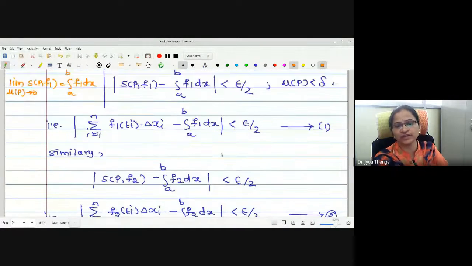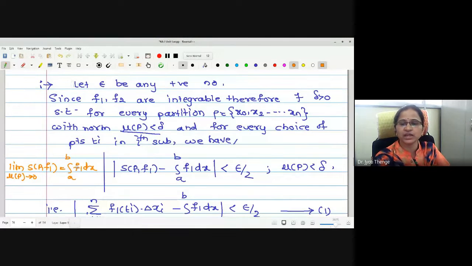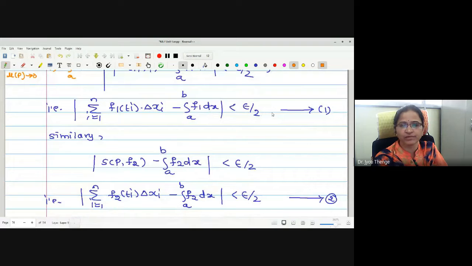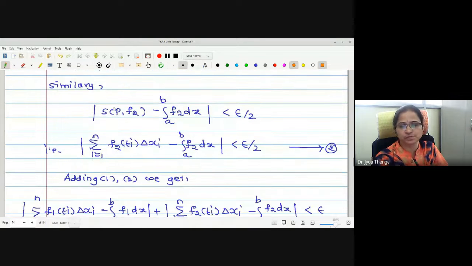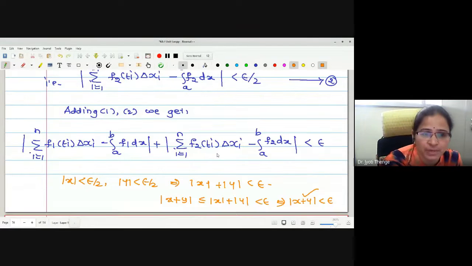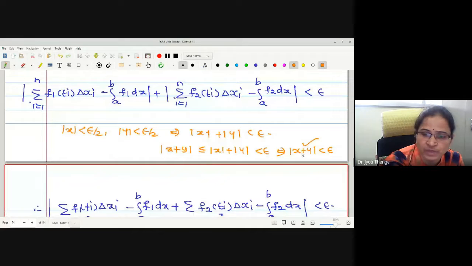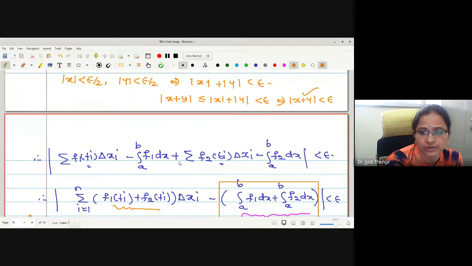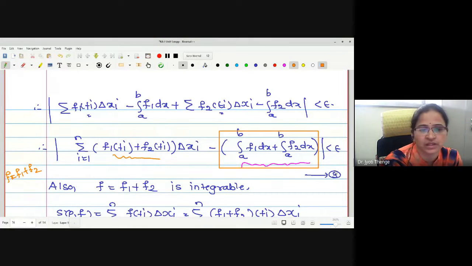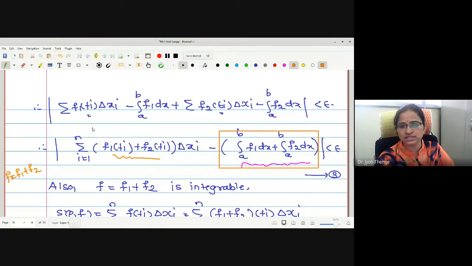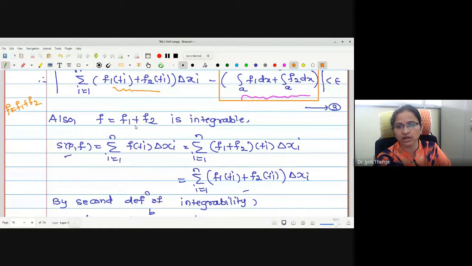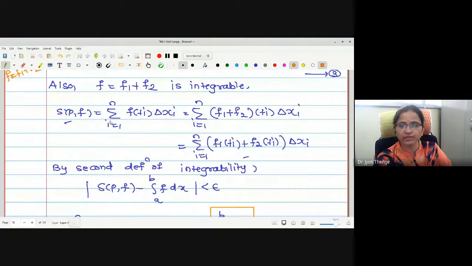Equation 1 and 2 are actually the definitions we have written simply. Integrable means this statement number 1 we have. f2 integrable means mod of S(P, f2) minus integration is less than epsilon by 2. We have written, and simply by adding 1 and 2, mod x plus y less than epsilon, we can combine the modulus here. Therefore, we have this statement number 3 with us. Whatever the bracket I have drawn is the limit of this Riemann sum. Then knowing a function f equal to f1 plus f2 is integrable, this sum we have evaluated.